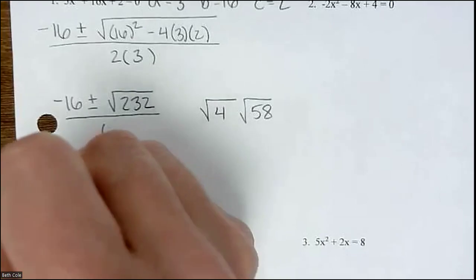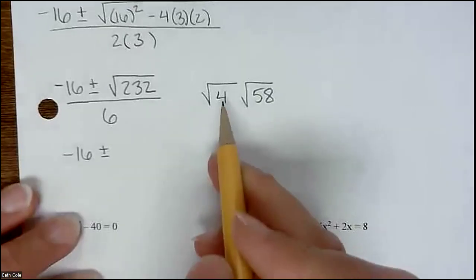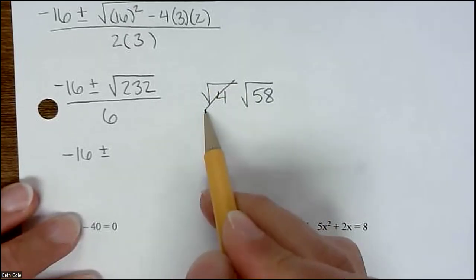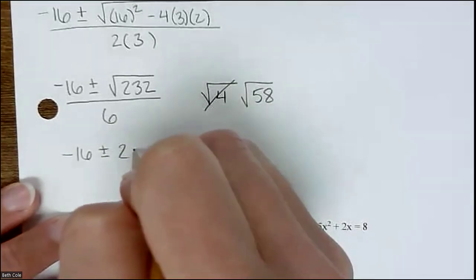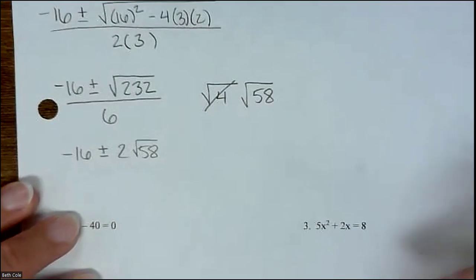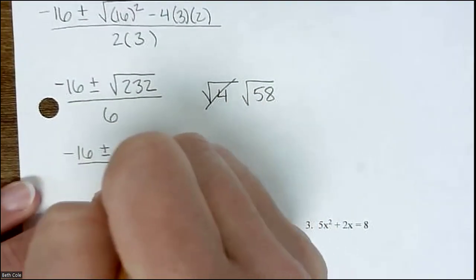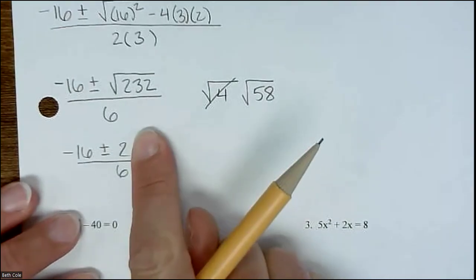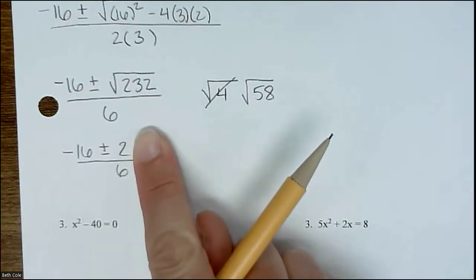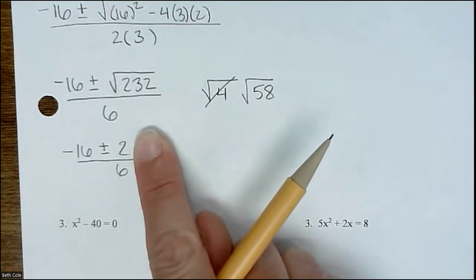So it's going to be negative 16 plus and minus. Now, what is your square root of 4? 2. So it's going to be 2. Square root of 58 is, just there. Over 6. And then there's one last step. You can't touch what's inside the square root. But do you see 16, 2, and 6? What do those all divide by? 2. This is reducing the fraction.